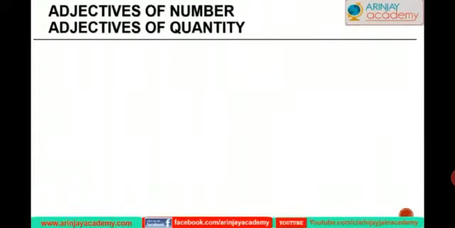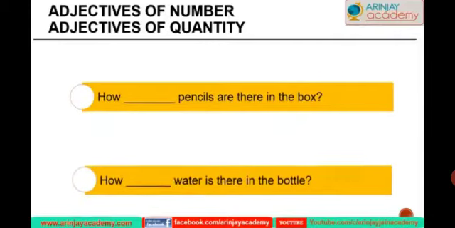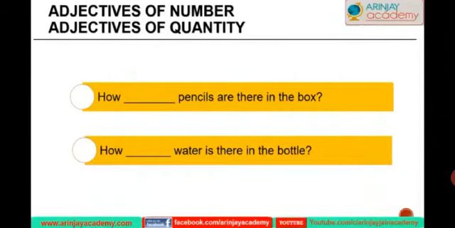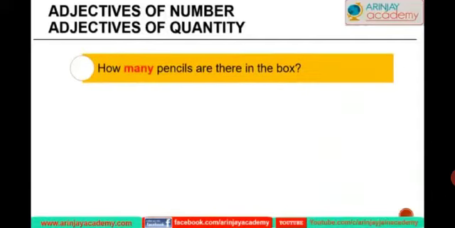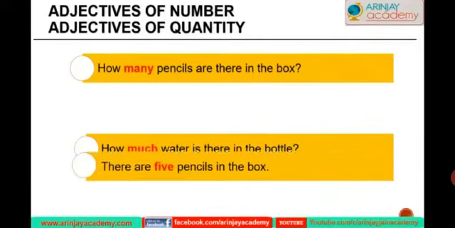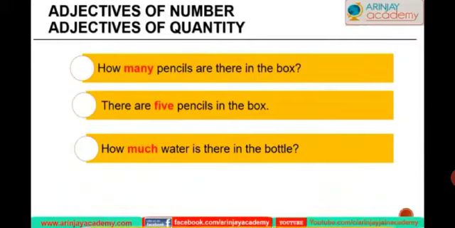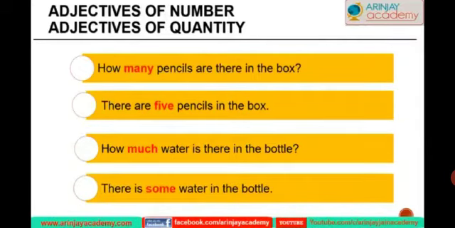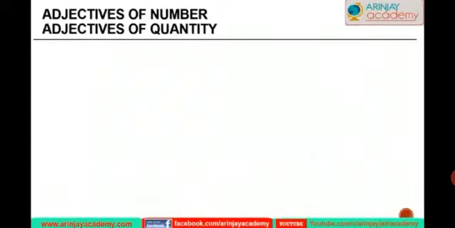Now, adjectives of number and adjectives of quantity. Here are some examples for you. How many pencils are there in the box? How much water is there in the bottle? There are 5 pencils in the box. There is some water in the bottle.